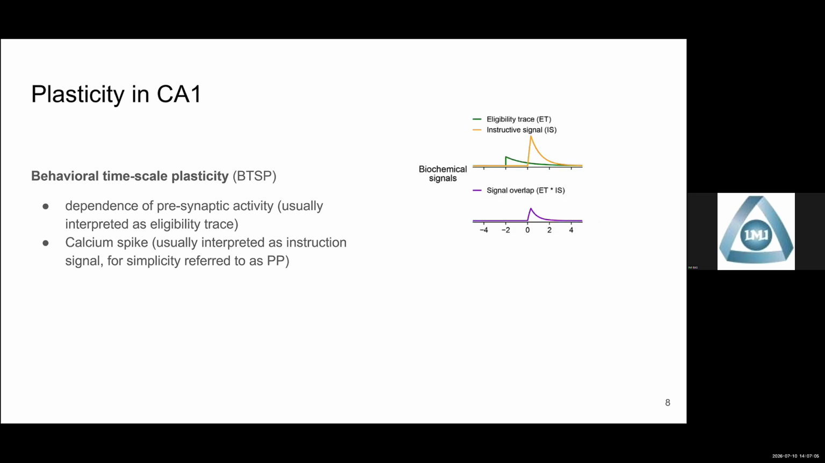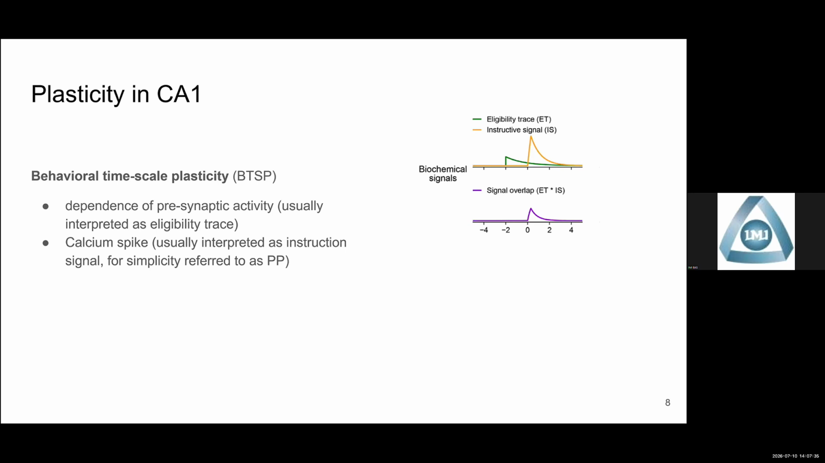And we can think about it like this. We have the presynaptic activity, here in green, and then we have the calcium spike, which corresponds to this orange curve here, and the overlap to some extent would give the potentiation of the synapse which registered the presynaptic spike. So the important thing here is that BTSP does not depend, like STDP, on the postsynaptic activity, right? It has as a go signal the calcium spike.